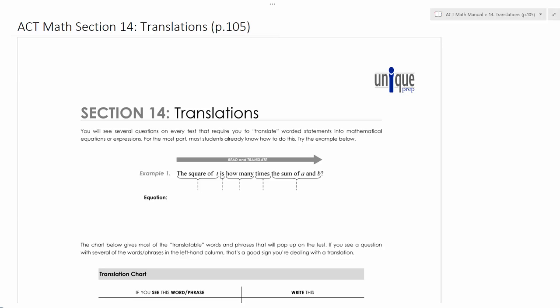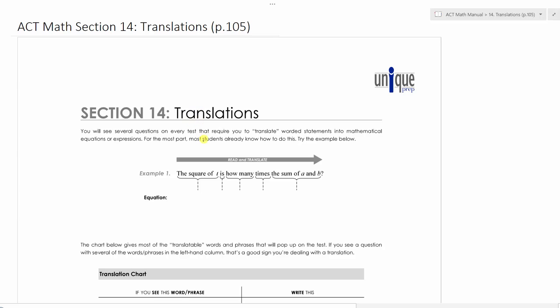This is ACT Math Manual Section 14. Section 14 deals with translation. So in this section, you are going to need to know a few different languages, possibly Korean. Just kidding, we're not talking about those kinds of translations.